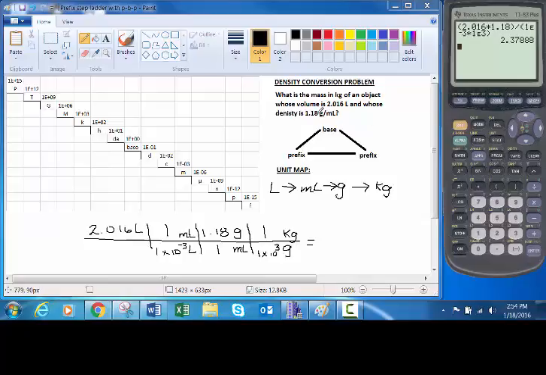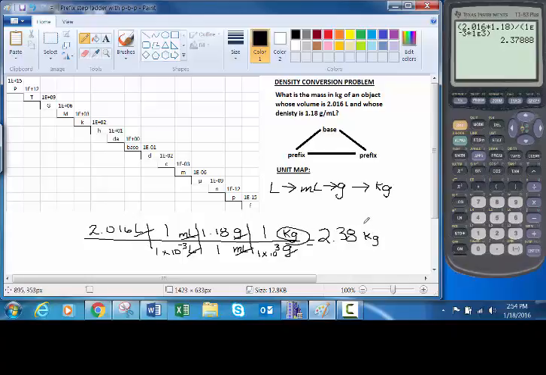Because our original problem included 4 significant figures here and 3 significant figures with our density, our final answer will have 3 significant figures. So the answer becomes 2.38. Liters cancels out with liters, milliliters with milliliters, grams with grams, for a final unit of kilograms. So this is our answer.